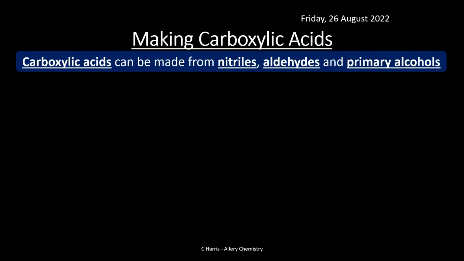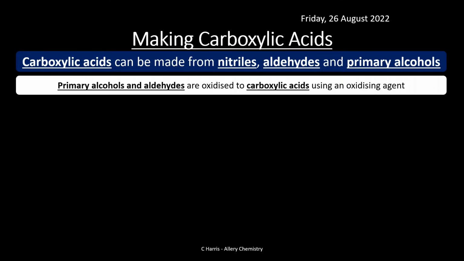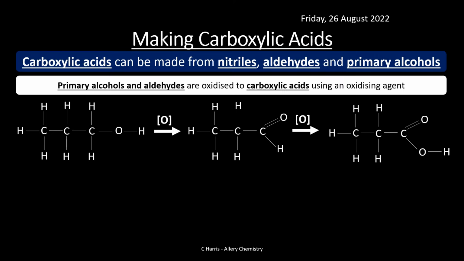Okay, so how do you make carboxylic acids? Carboxylic acids can be made from nitriles, aldehydes and primary alcohols. So you've got various different methods of doing that. Let's look at primary alcohols and aldehydes first, and as you might have seen in the carbonyl chemistry topic, you would have seen some of this already. Primary alcohols and aldehydes are oxidized to form carboxylic acids, and we use an oxidizing agent to do that. Normally it might be something like potassium dichromate. So there's your primary alcohol here.